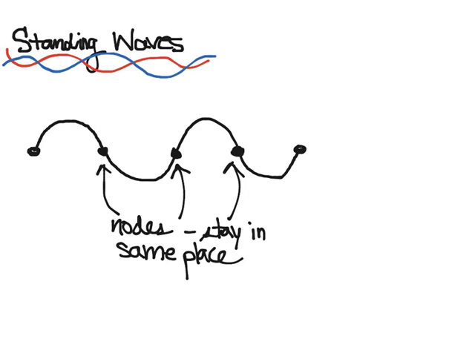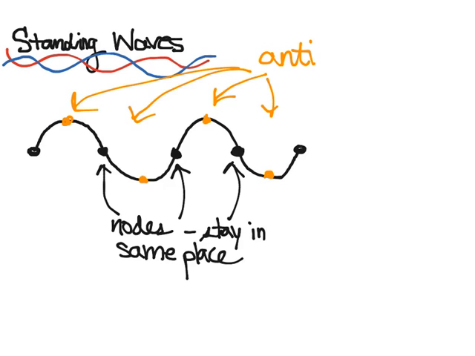And there are these other parts, and I'm going to highlight them here and here and here, and they are continuously moving back and forth, and these ones are called antinodes. They're the opposite of nodes, and they move back and forth.